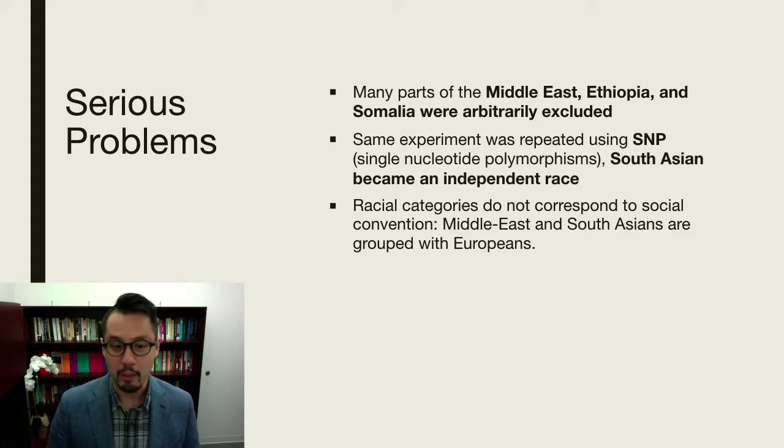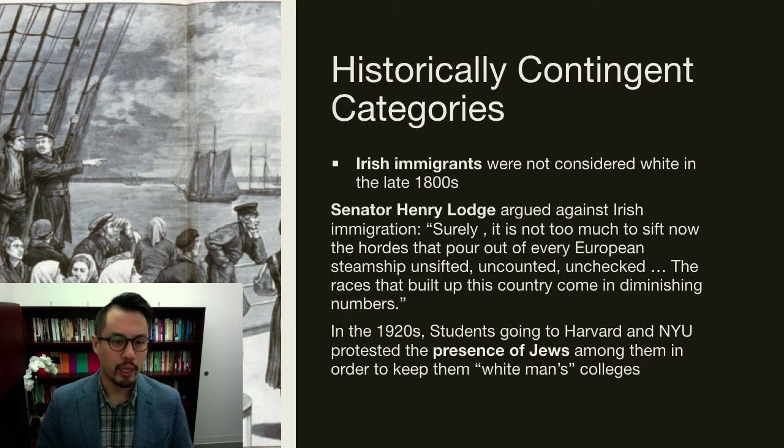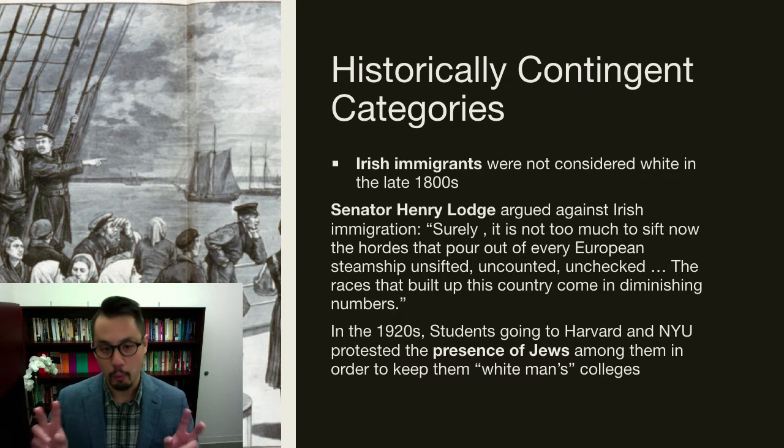So as we have seen, the Middle East and South Asians were grouped together with Europeans by the algorithm. But if we're using conventional categories, say of Asians and white, then obviously these 2 groups wouldn't be grouped together. And it's also important to note that historically the meaning of racial categories also change, right? For instance, Irish immigrants were not considered white in the late 1800s.